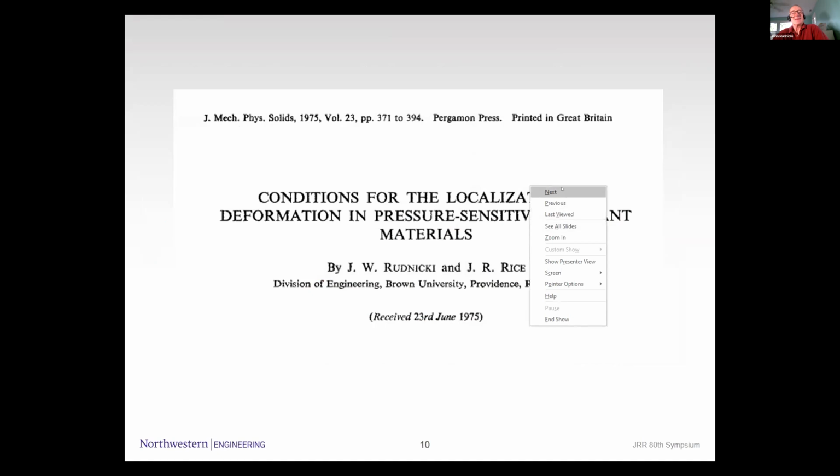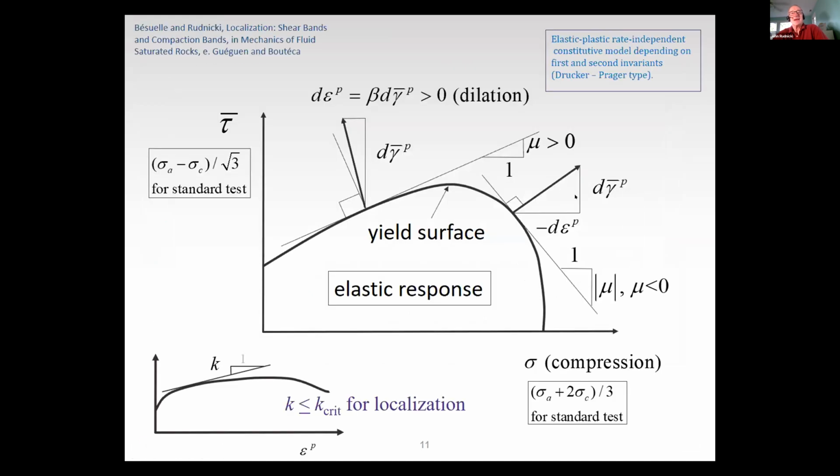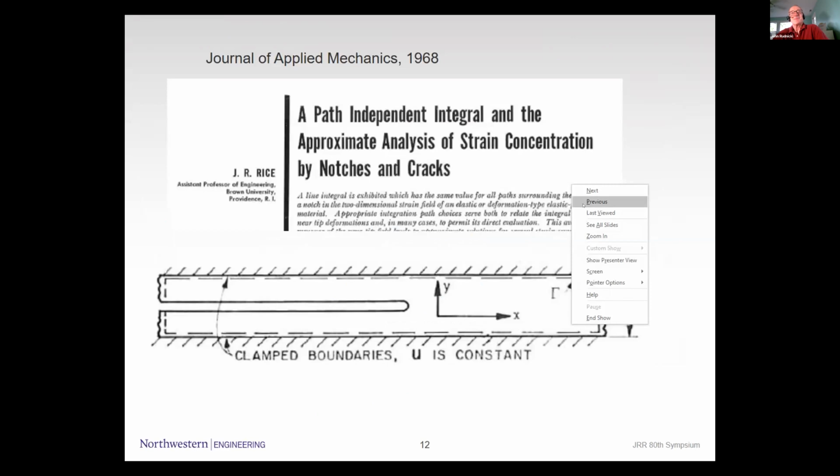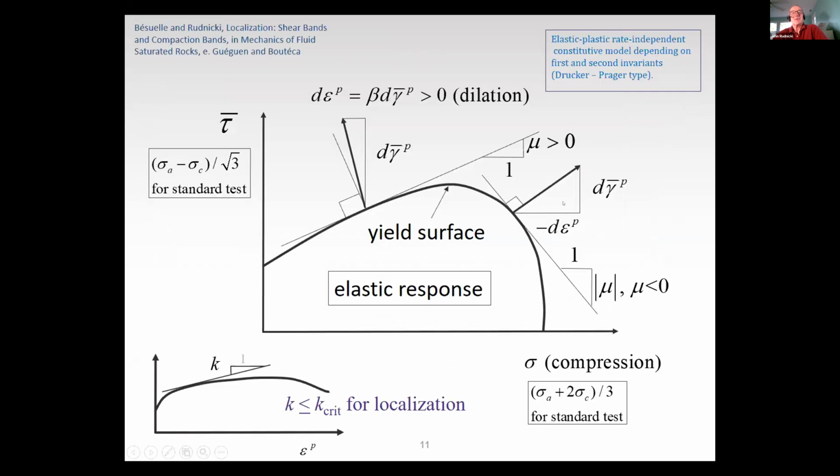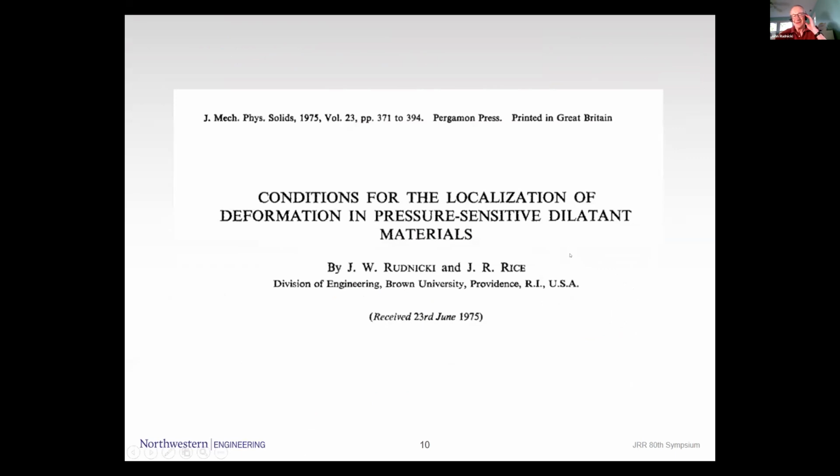Let's see what else is there. Somewhat later, really in the early 2000s, geologists and geophysicists were noticing observations in both the laboratory and in the field of bands of localized compaction, which appeared to be forming perpendicular to the maximum compressive stress.